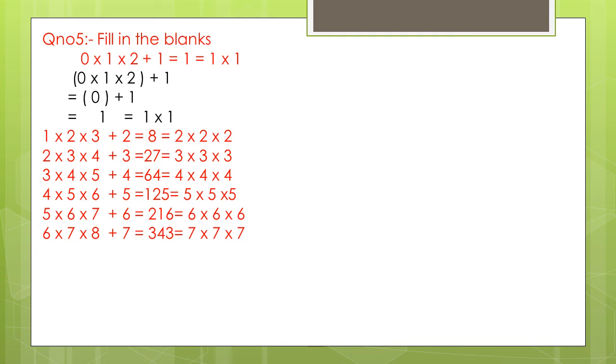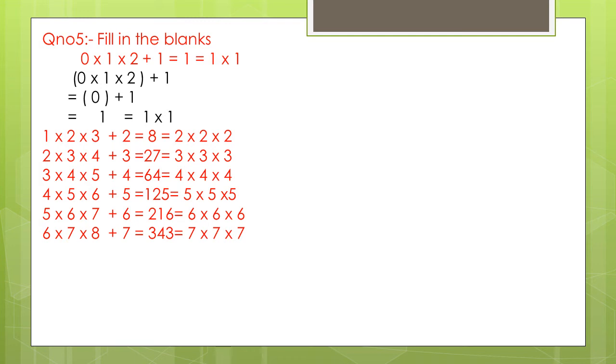And 8 is a perfect cube, it is 2 into 2 into 2. 2 twos are 4, 2 fours are 8. The next pattern is 2 into 3 into 4 plus 3. 2 threes are 6, 6 fours are 24, plus 3 gives 27. And 27 is a perfect cube, 3 into 3 into 3.